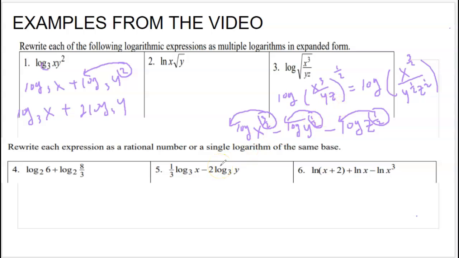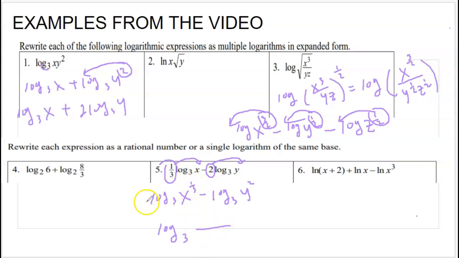When I want you to condense it, that's a lot simpler than expanding it. Well, I don't know, depending on how you look at it. So you go backward, okay? When you see a coefficient in front of the log, that goes up as an exponent first. So I get log base 3 of x to the 1/3 power minus log base 3 of y to the 2nd power. Both of them have a log base 3, so you can make one single logarithm expression.